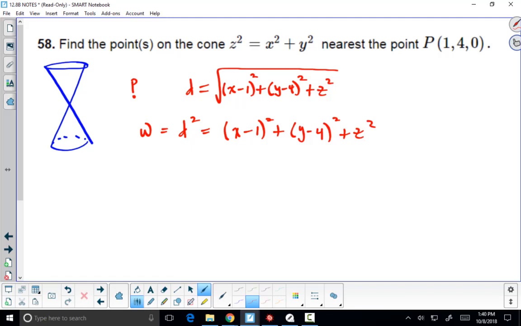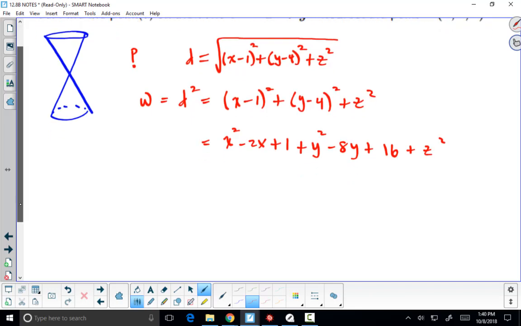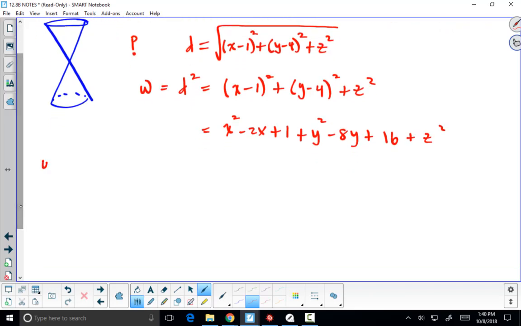Okay, so that's going to be a little bit easier to take partials and second partials of. So let's just multiply this out. We get x squared minus 2x plus 1 plus y squared minus 8y plus 16 plus the z squared. Let's call it w, it's a little easier. W sub x is going to be 2x minus 2. W sub y is going to be 2y minus 8. W sub z, 2z. So those are our first partials.